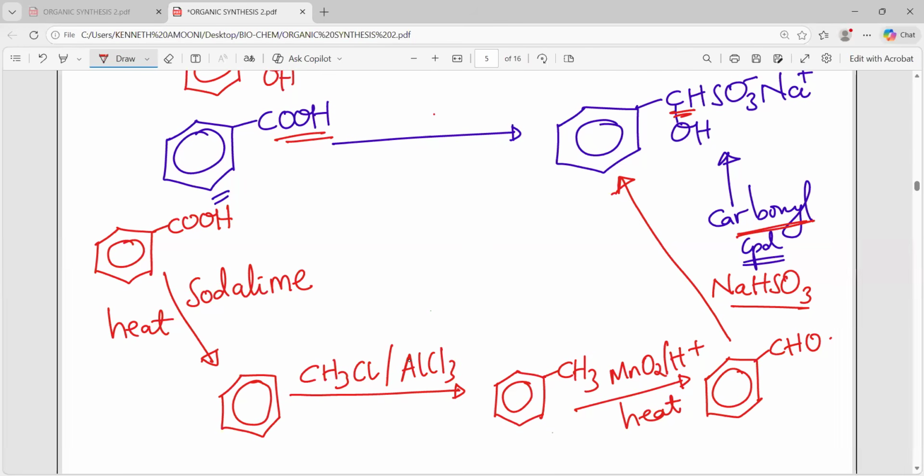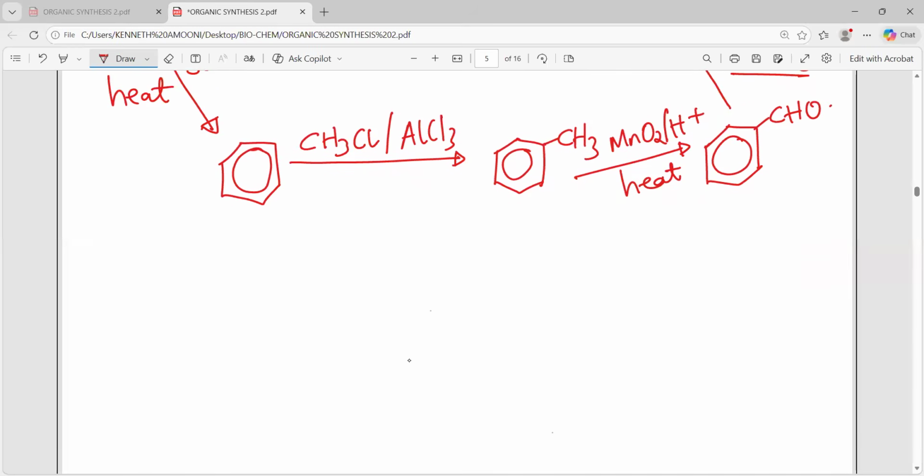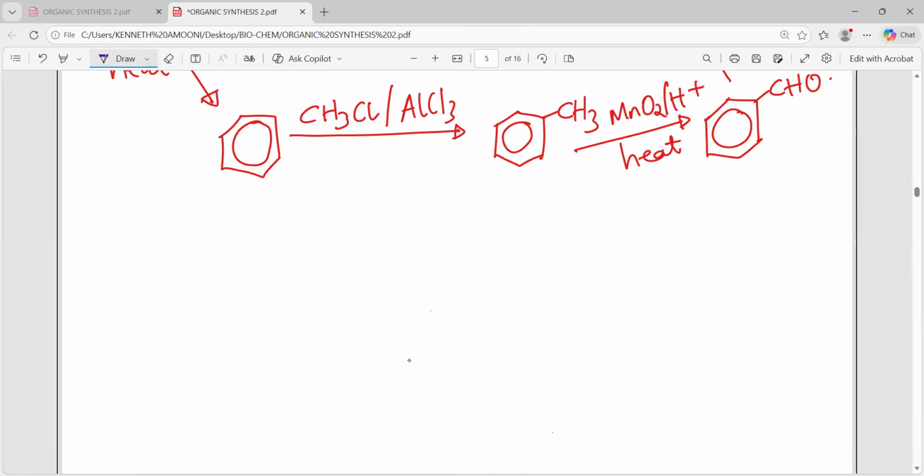Remember when we were studying that, we said that benzaldehyde can be produced directly from methyl benzene using a weak oxidizing agent. Then there can also be another option. Another person can decide to say that from benzoic acid, let me move that compound directly to give me an alcohol.